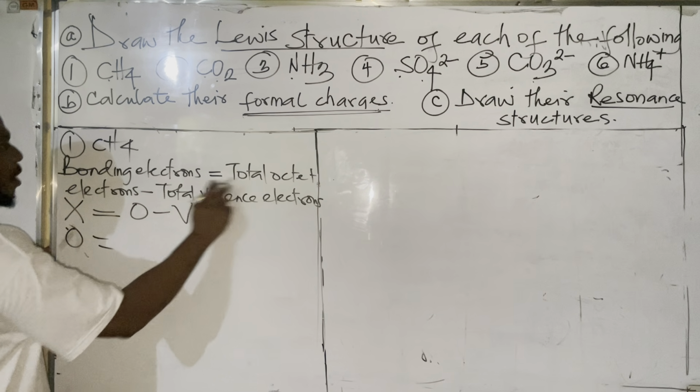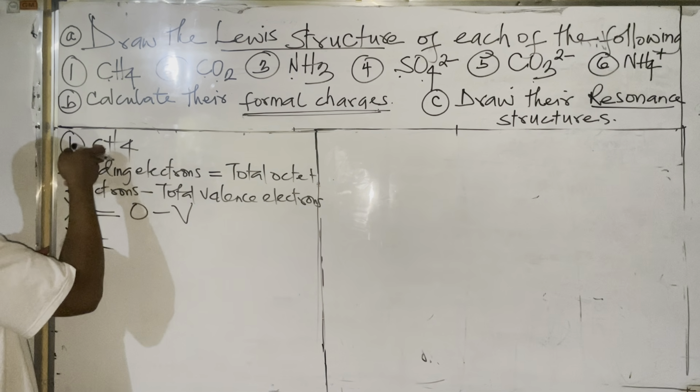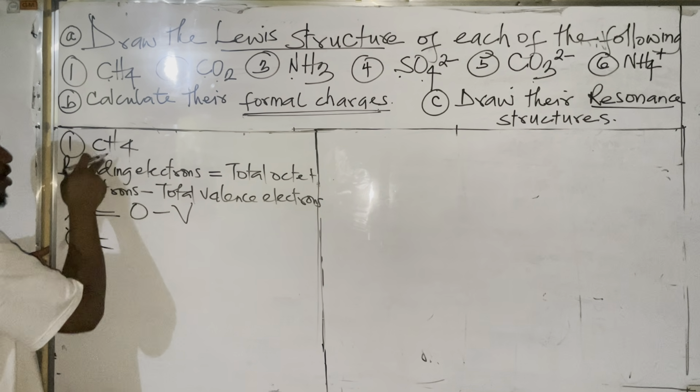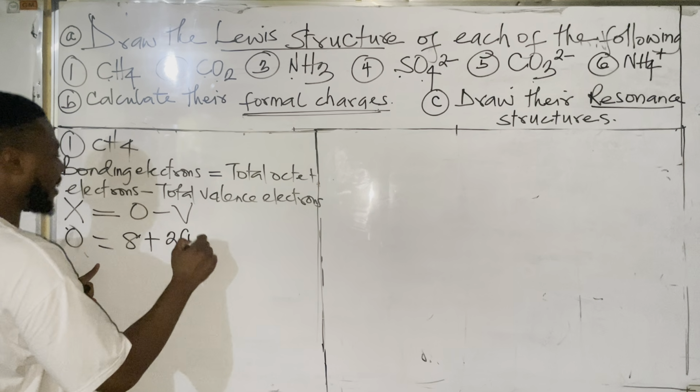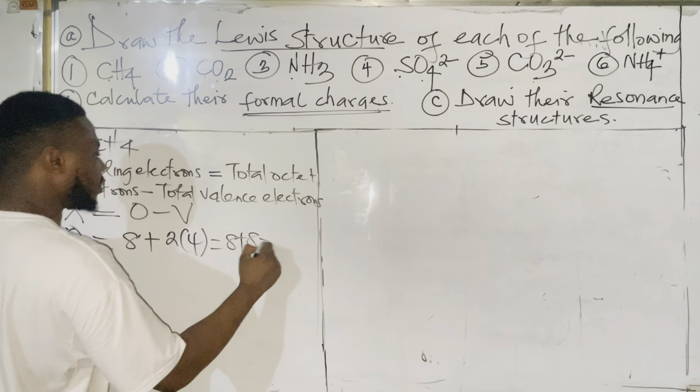Now, carbon, total octet electrons, which means I will add the octet electrons of the elements in this compound. So carbon is 8, plus hydrogen is 2, so 2 times 4, which is 8. So this will be 8 plus 8, which gives us 16.